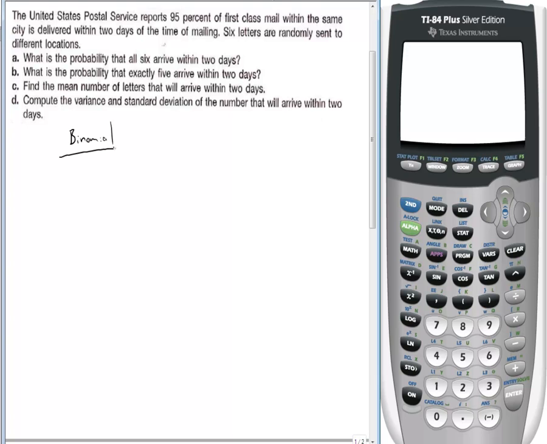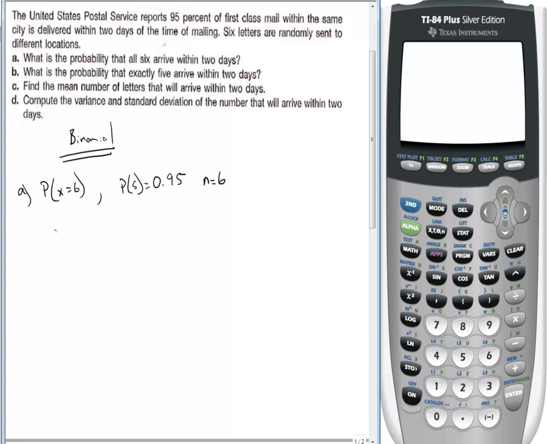Binomial. So now we know what we're going to do to get the results, but that's got to be your first step. What kind of distribution? So we're asked to find the probability that all 6 arrive within 2 days. So the probability that x would be equal to 6. We know that the probability of success is 0.95, and we know that n is equal to 6 because that's how many letters we have. So we want to know what is the chance that all of them are successful.